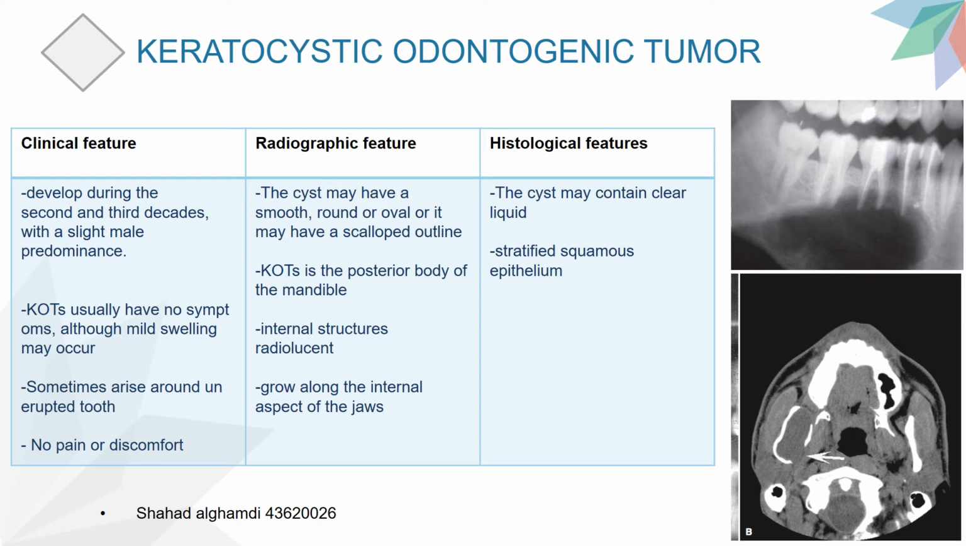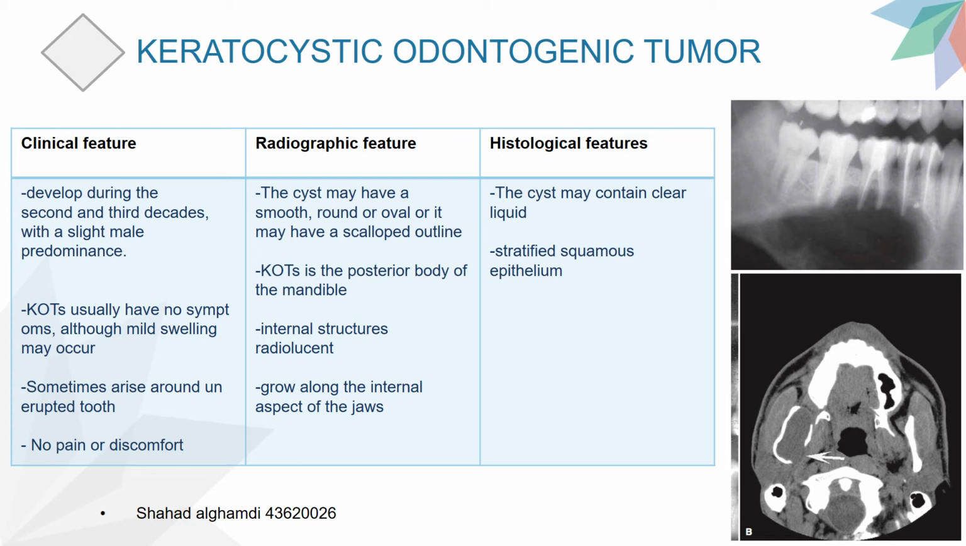Regarding the radiographical features, the cyst may have a smooth, round or oval shape, similar to other cysts, and it may have a scalloped outline. It usually happens on the posterior body of the mandible or in the ramus. The internal structure is radiolucent, with a multilocular appearance in some instances, and its ability to grow along the internal aspect of the jaw causes minimal expansion, which delays its early detection.